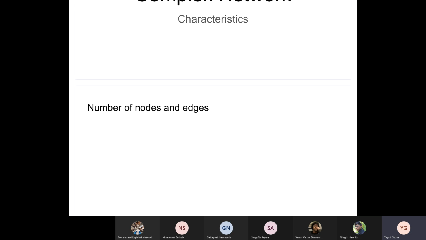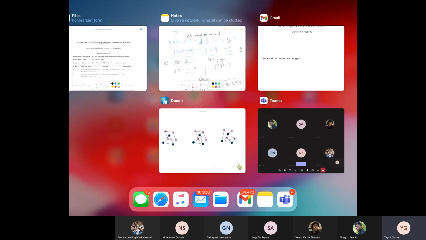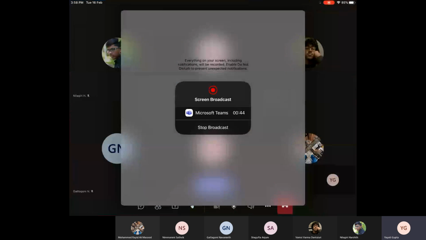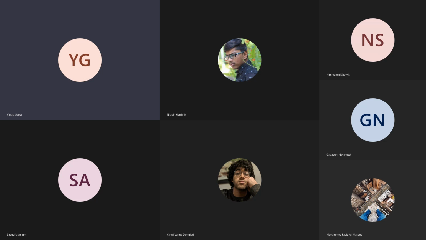So that is the first thing we study for any network, be it any general network in your graph theory class. Just give me a moment. Meanwhile, think of a few other things which come to your mind.